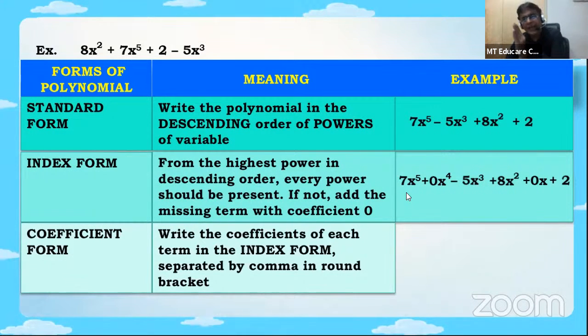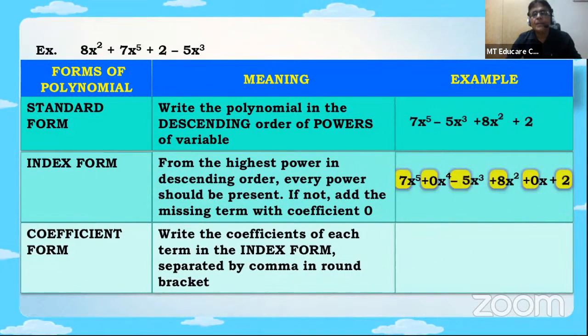So x square, x raised to 4, the numbers in front of them, highlight those. Let us see. Number 7, number 0, number -5, 8, 0 and 2. So these are all the coefficients. So write all the coefficients down. Okay? Then if written like this, it appears like my mobile number.